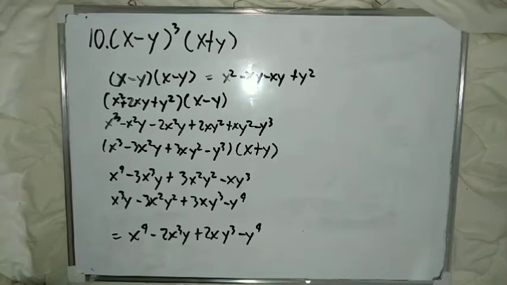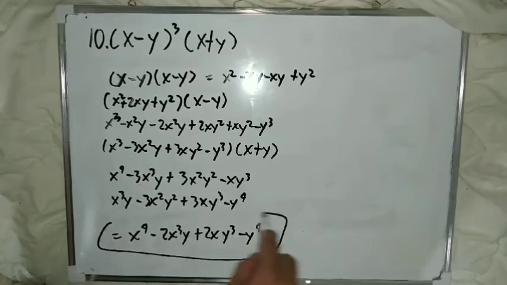Then multiply the quantity of x cubed minus 3x squared y plus 3xy squared minus y cubed to y. So the answer is x cubed y minus 3x squared y squared plus 3xy cubed minus y raised to the fourth power. Then you use the cancellation method. Then the answer should be x raised to the fourth power minus 2x cubed y plus 2xy cubed minus y raised to the fourth power. And that's the answer for number 10.